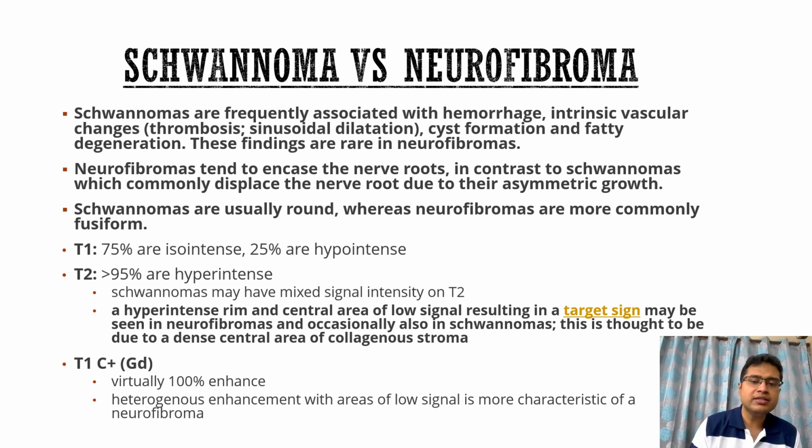An important sign that has to be noted is a hyperintense rim with a central area of low signal on T2, giving a target sign, which may be seen in neurofibroma and occasionally in schwannomas. This is thought to be because of the dense central area of collagenous stroma.